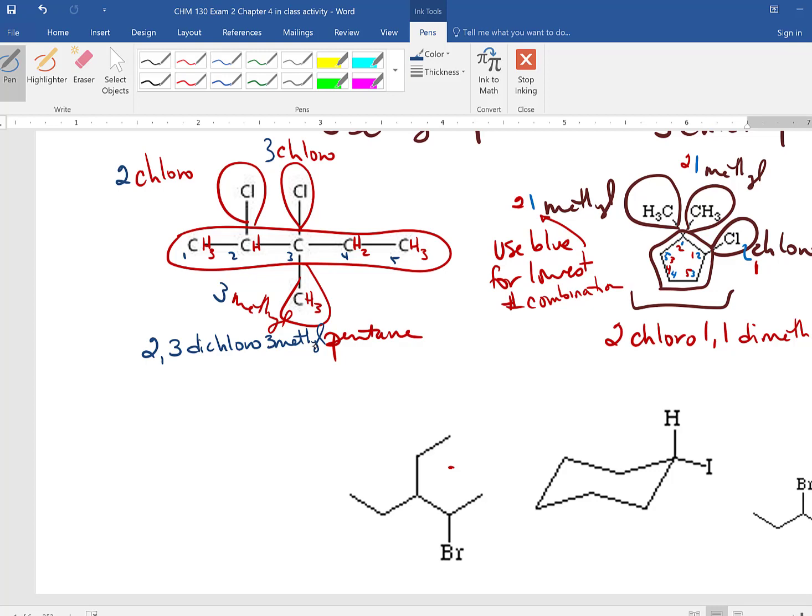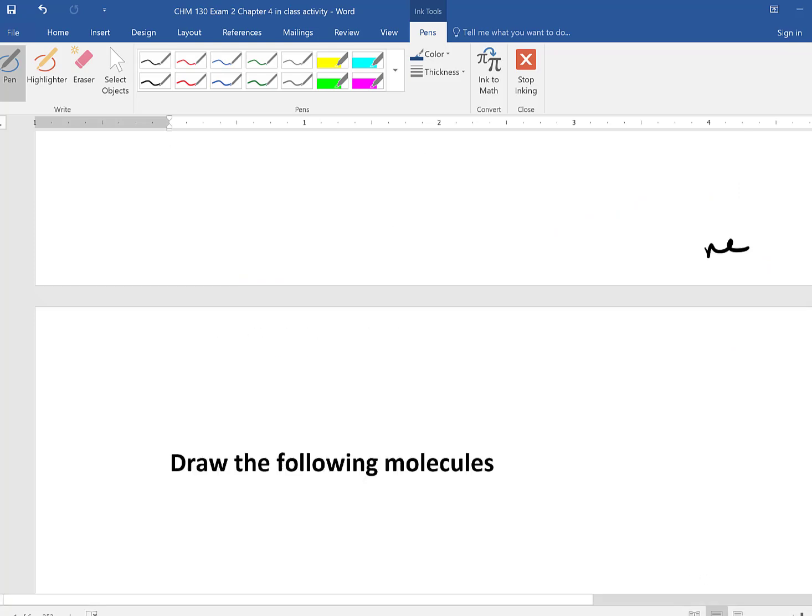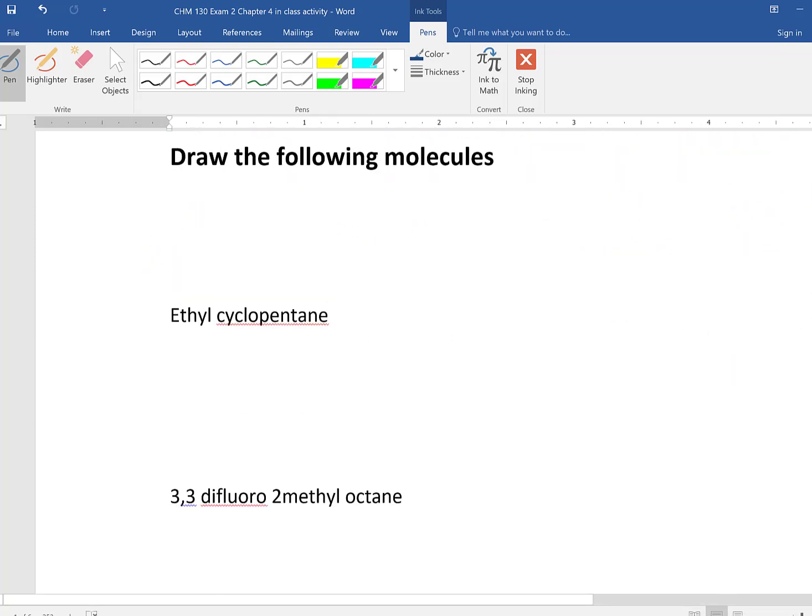So now I want to go back and do some drawing from a name, sort of working the opposite way. We'll come back and look at these ones next time, but go to the next page. Not there. Here. When you're going to draw a molecule from a name, you have a couple of choices. You could do condensed, Lewis structure, or skeletal. So there are some variations.